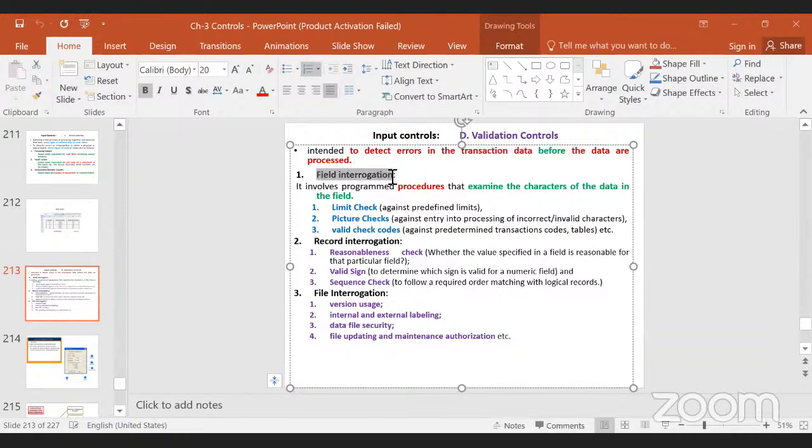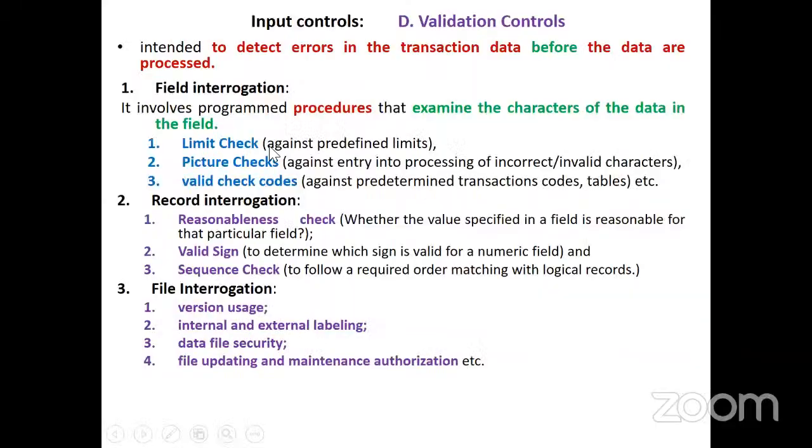First one is field interrogation. What is this field interrogation? It involves programmed procedures that examine the characters of the data in the field. So this is what I explained just now. Limit check, against predefined limits. What do you mean by predefined limit? In our example, the SRO number, I hope it is 7 digits. If some student is typing 8 digits, or the cell phone number, 10 digits, suppose a person types 11 or 12 digits, it indicates what? It is crossing or exceeding the limit. So this is what is referred to as limit check.